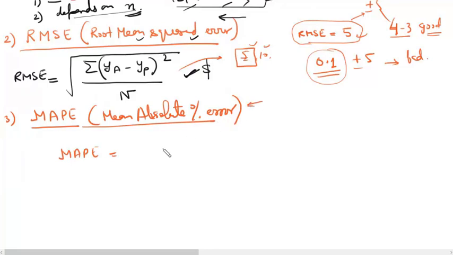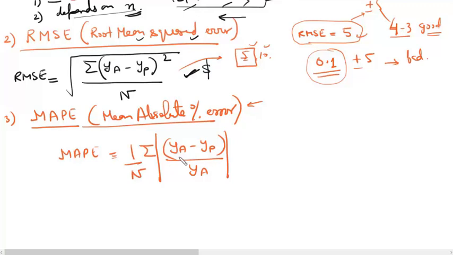So first is the error. So I will calculate actual minus predicted. Then we take the percentage. To take the percentage, I will divide it back by the actual value. Then I take the absolute. So let me take mod of it. And finally I take the mean. So I will take the mean here. I will divide by n.